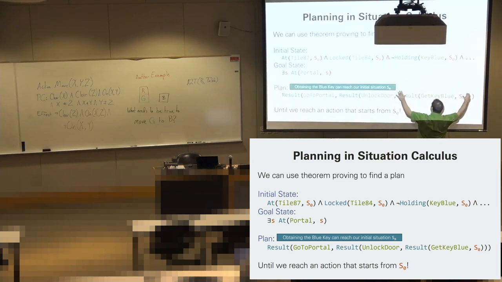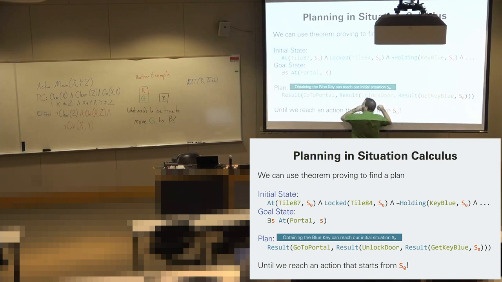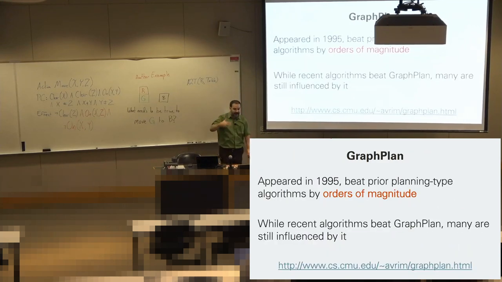Anyways, my point being, okay, so I get that blue key. That results in some situation. Oh, well, from that situation, I can then unlock the door, and that produces its own situation, because then I can maybe go to the portal, and that would get me to that new goal condition. That's where we start to talk about this idea of the graph plan.